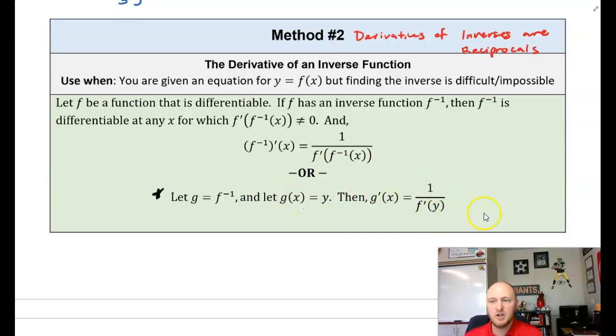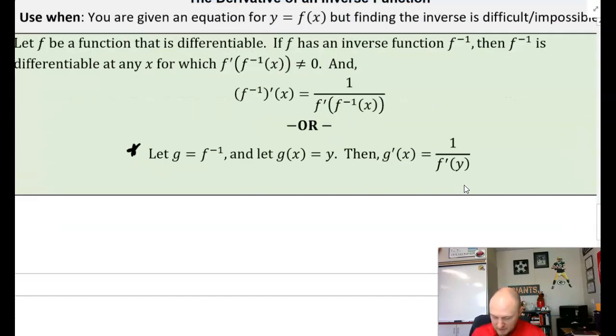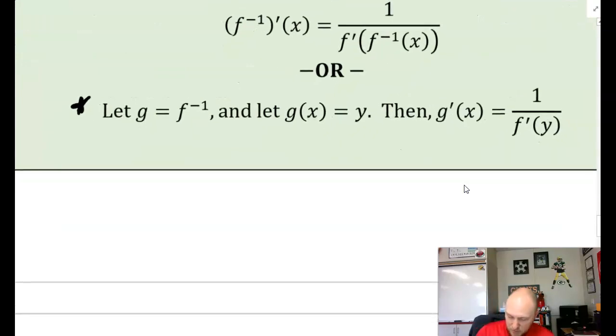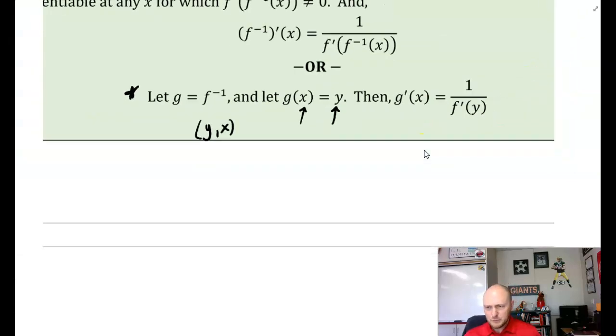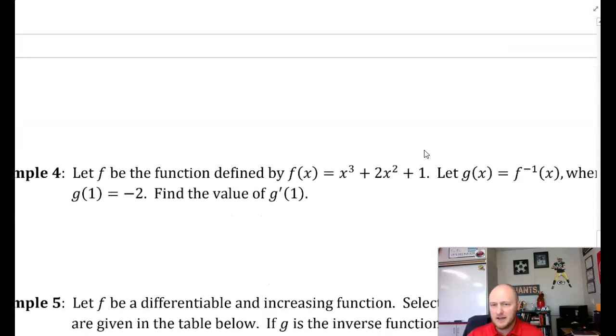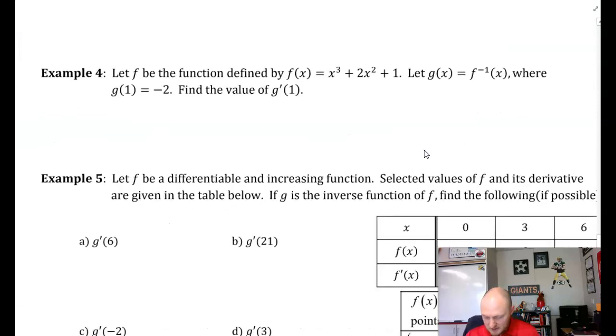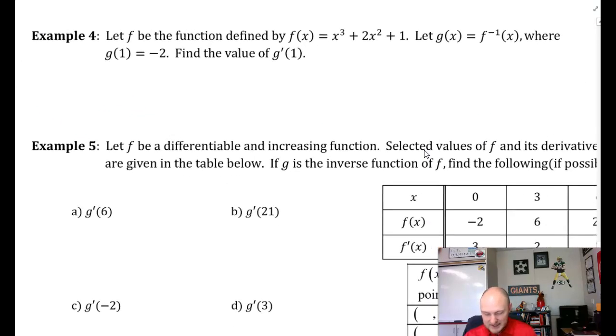Now this looks like gibberish, but it's really, really straightforward. If g and f are inverses, and I get this point, x comma y, well then the point for f is going to be y comma x. Okay? And the slope of my inverse is the reciprocal. So g prime of x is equal to 1 over f prime of y. So let's go ahead and put this into practice. Let's see how we can use this idea.